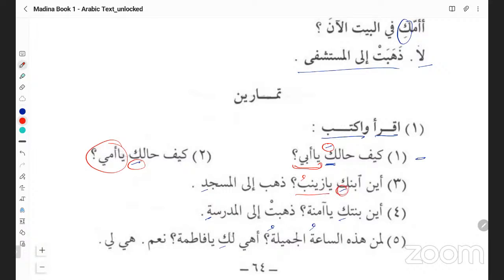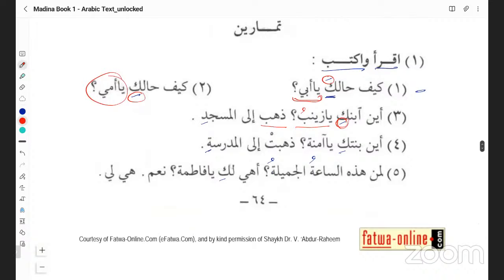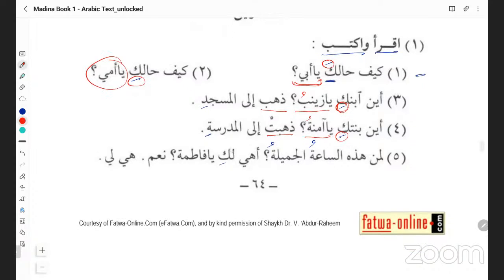ذهب, we see ذهب means he went. ذهب إلى المسجد, he went to the masjid. أين بنتك? Again, the key, because he's speaking to Amina. So أين, you're asking Amina the question, where is your daughter, oh Amina? And again, ذهبت means she went إلى المدرسة, to the school.